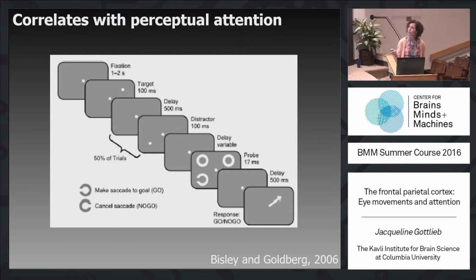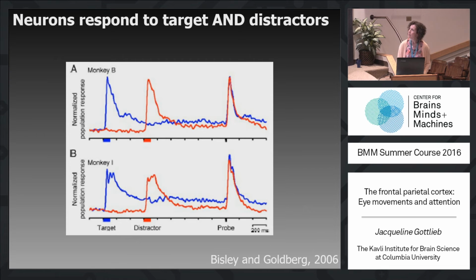So their goal here was, first of all, to see if attention stays at the target, and second, if it shifts when this distractor flashes, which is salient but irrelevant, what happens to the attention? Does it shift to the distractor, or does it not shift, or what happens? Okay, so here's what they found.